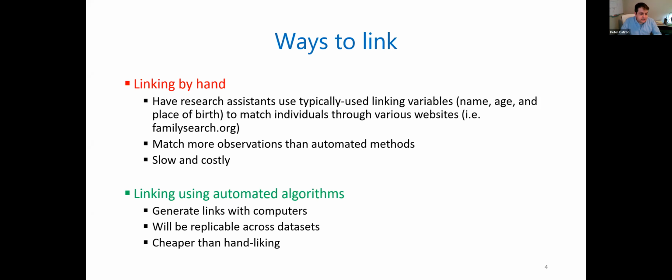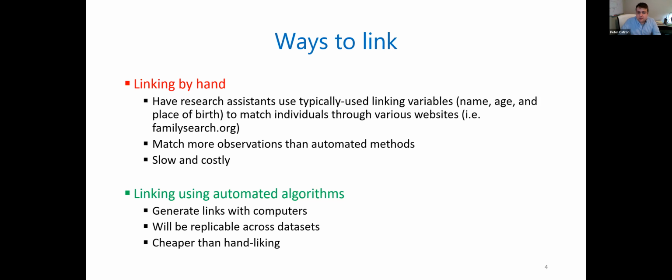And so recently, researchers have started using automated algorithms. We generate links with computers that are replicable across data sets, meaning that if someone links someone by hand, we don't always know if someone else would make that same link, because people have the same names, the same ages, and so on.